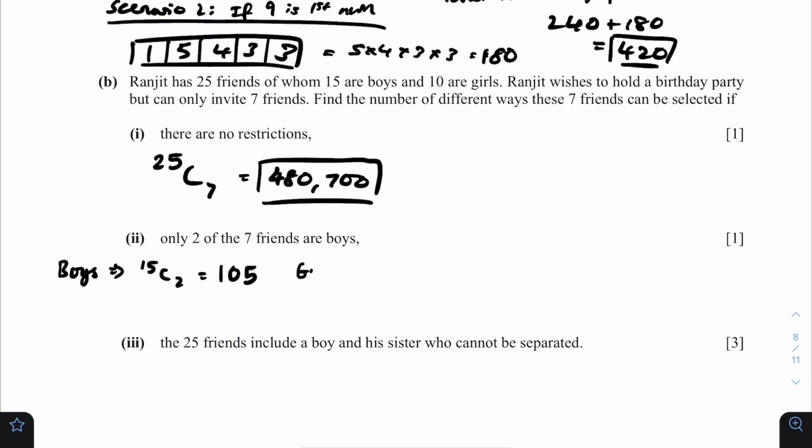The girls must make up the remaining 5. So therefore, there are 10 girls and 5 are to be selected. So 10C5 equals, let me just put that in.